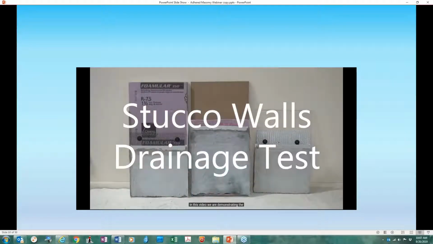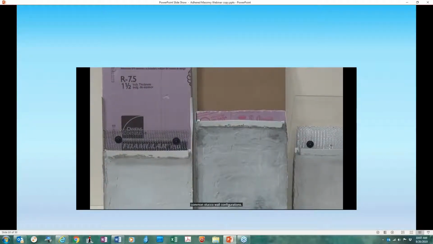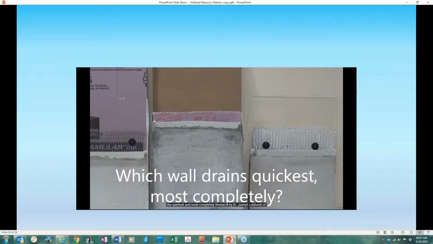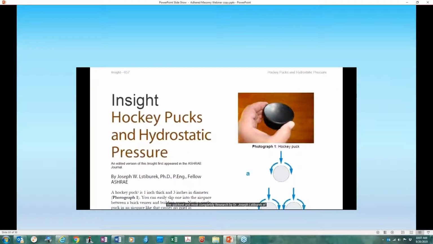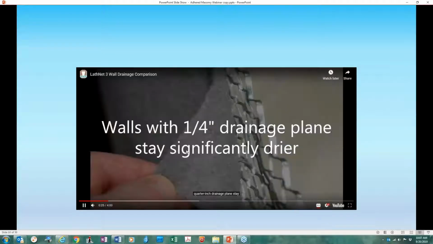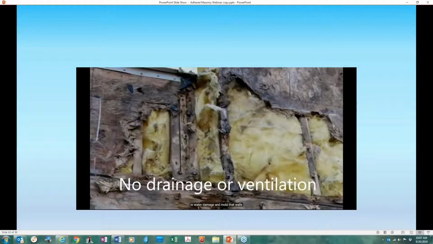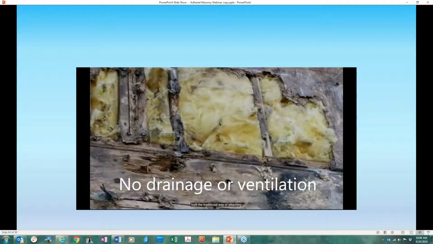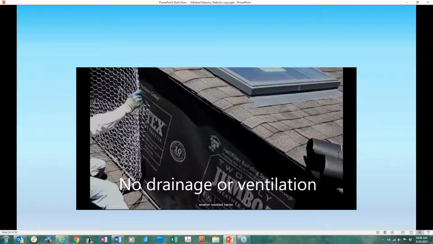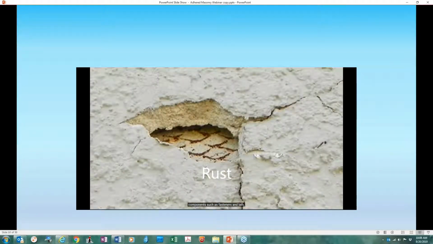In this video, we're demonstrating the drainage capabilities of 3 different stucco wall sections constructed using common stucco wall configurations. We wanted to see which of them would drain the quickest and most completely. Research by Dr. Joe Stadurek of Building Science Corporation, among others, has proven that adhered masonry walls with a 1/4-inch drainage plane stay significantly drier and are less prone to water damage and mold than walls built the traditional way of attaching self-furring lath directly on top of the weather-resistant barrier. Unless adequate drainage and ventilation are provided, mold, rusting of steel components such as fasteners and lath, and wall failure can occur.